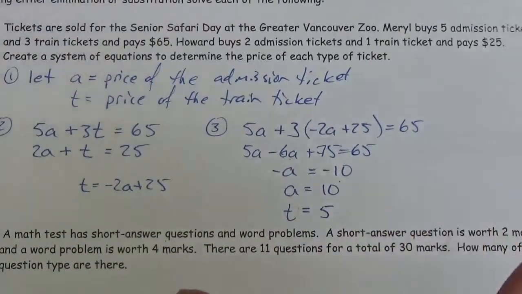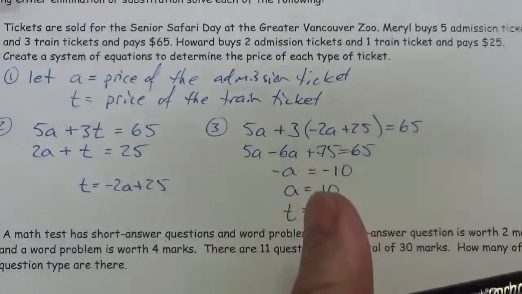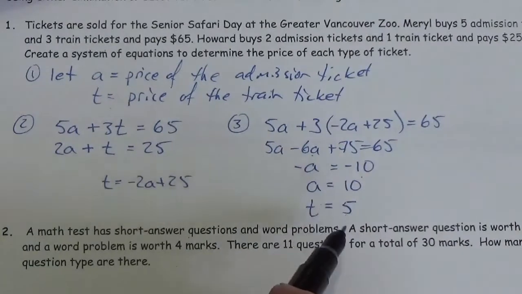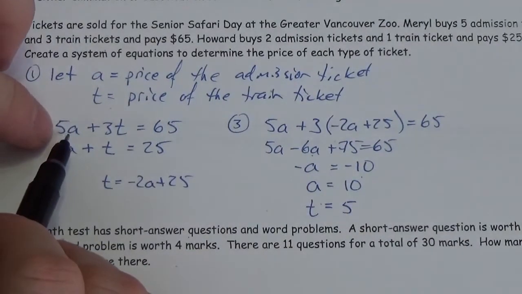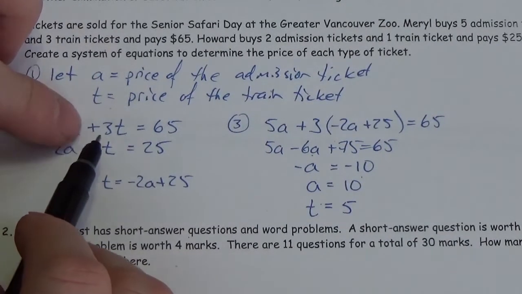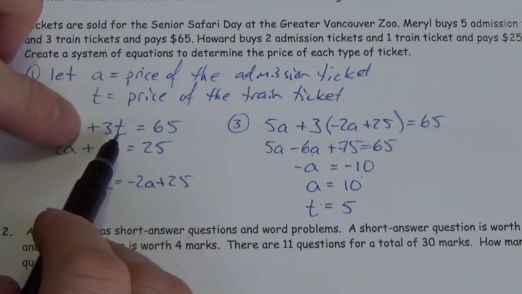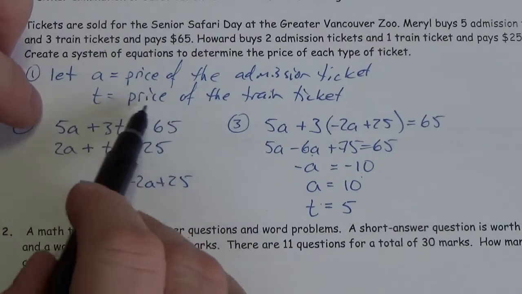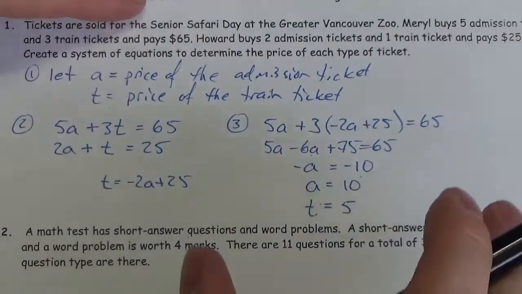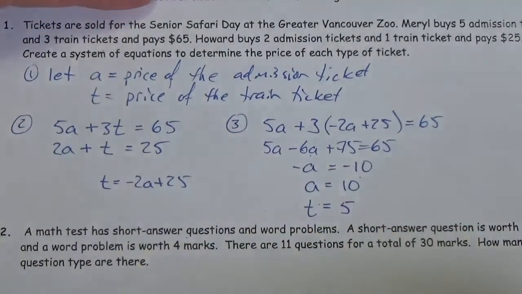Now, I just used this equation right here, this version of it, to get my final answer. So I'm just going to do a quick check. I'm not going to write it out, but I am going to check it here. 10 and 5 here. So 5 times 10 is 50. 3 times 5 is 15. 50 and 15 is in fact 65. So I feel very good that I got the right answer here.